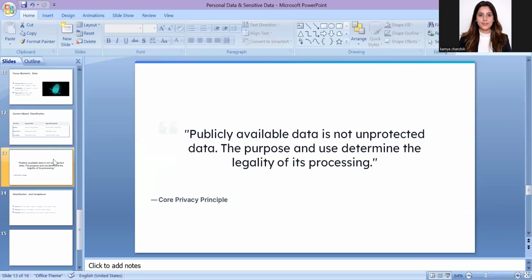Okay, now let's talk about the difference between public data and personal data. Another misconception is that if information is public, then privacy doesn't apply. This is absolutely wrong, because publicly available data can still be personal, can still be protected, and cannot be freely exploited. So the law focuses on the use and not mere availability.